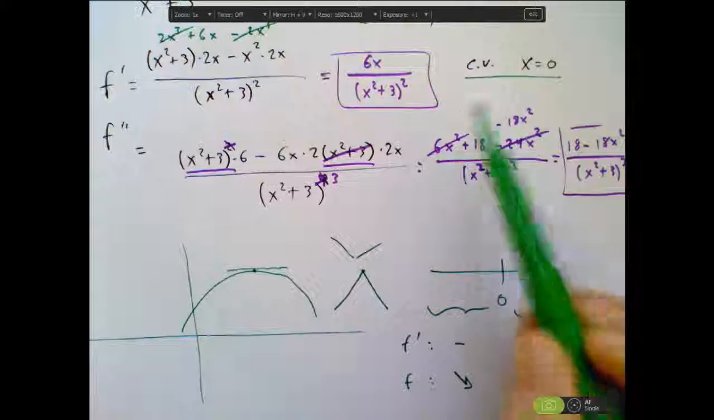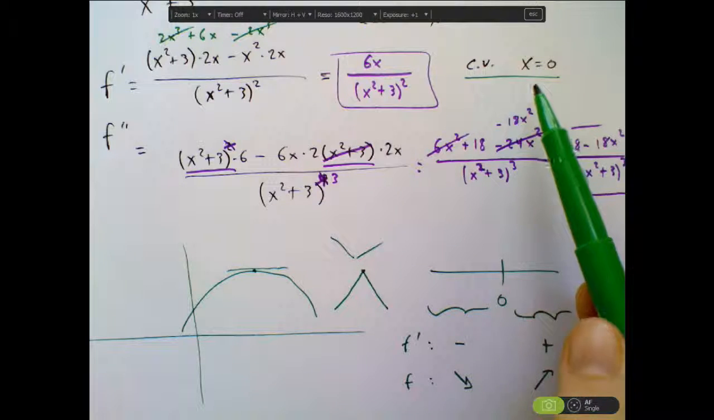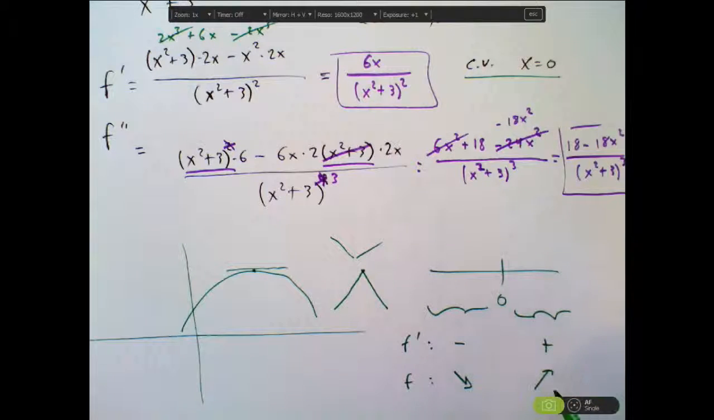Because that's the only critical value, I know that the f function is increasing on the interval from 0 to infinity. So that minimum is not only a local minimum, it's a global minimum, because it's the only minimum that's there.